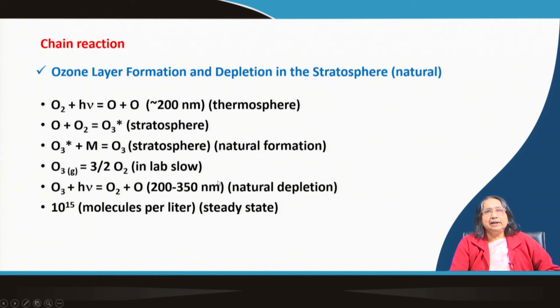So, formation and depletion go on naturally to maintain the concentration of ozone, this is the steady state. So, 10 to the power 15 molecules of ozone per liter is maintained. So, this was maintained, and it is protecting us from the UV light. We all know that the ozone layer is a protective layer, protecting us from the UV light. Okay. Now, what is happening?